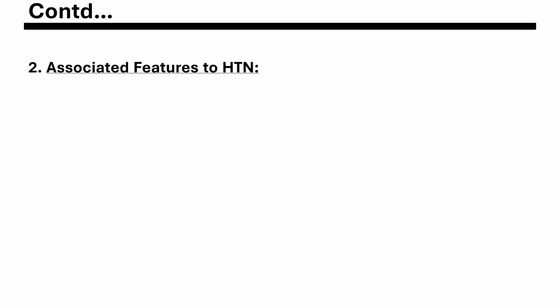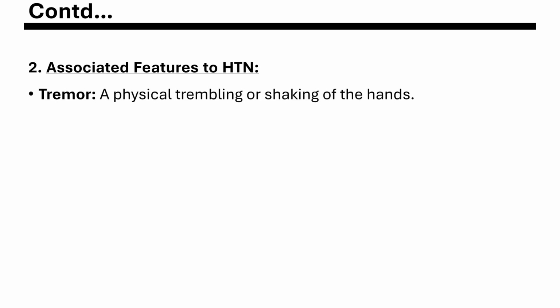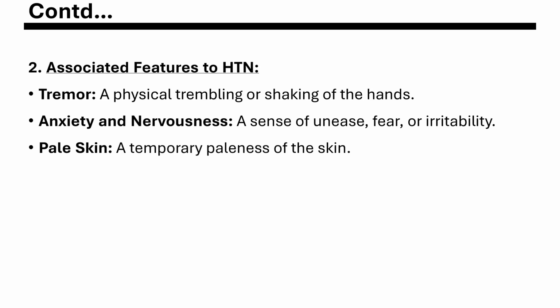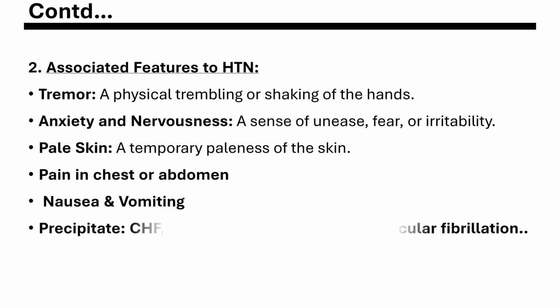And other features associated with the hypertension could be tremor, that is a physical trembling or shaking of the hands, anxiety and nervousness or sense of apprehension, unease, fear or irritability. Such things are also associated with hypertension. And pale skin, that is a temporary paleness of the skin. And next could be pain in the chest or abdomen, nausea and vomiting.